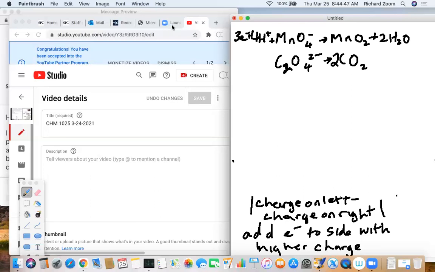So the answer for this one, well, the charge on this side is negative 2. The charge on this side is 0. So we add 2 electrons to the left. So the answer was 2 left here. And 2 of you got that right. Questions?